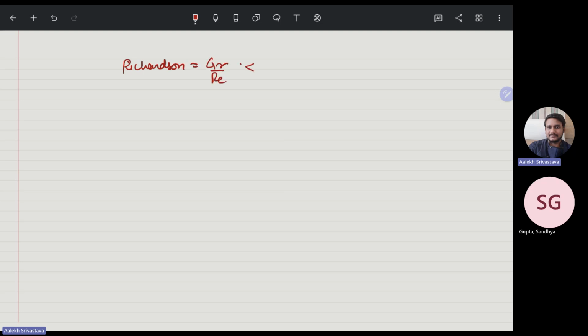So if the Richardson number is approximately equal to 1, that means natural convection, or free convection, is of the same order of magnitude as forced convection. Okay.